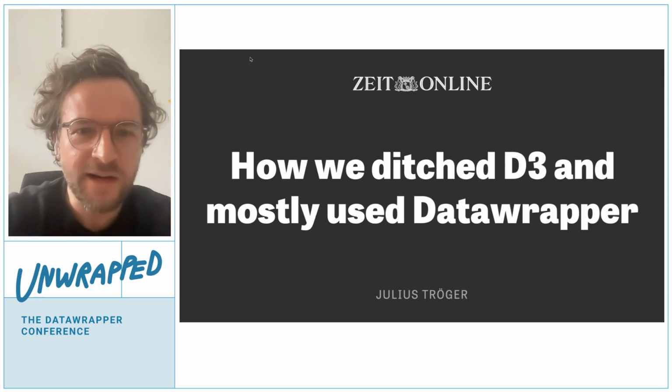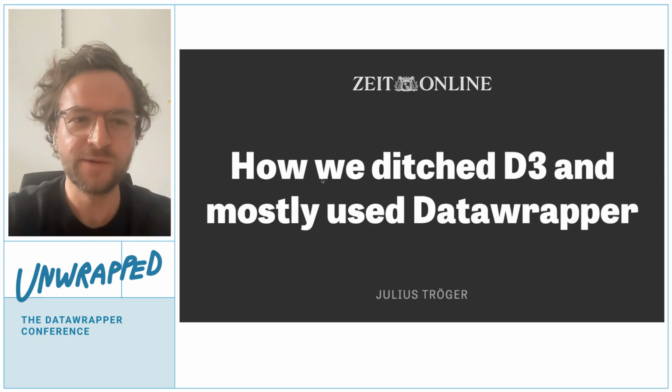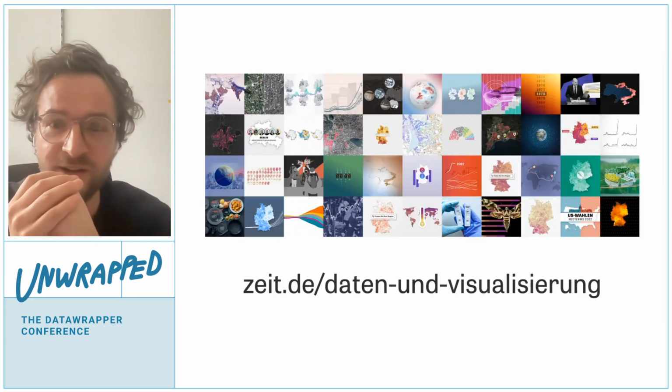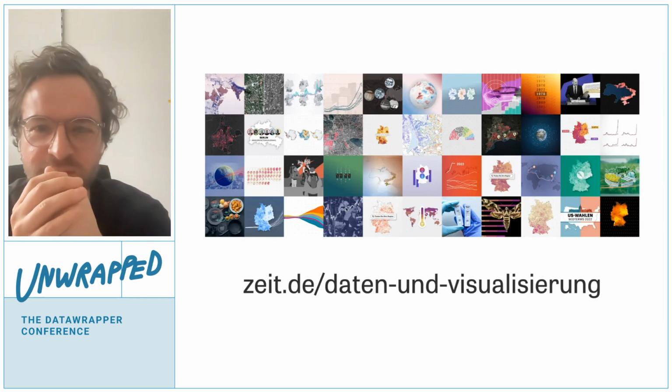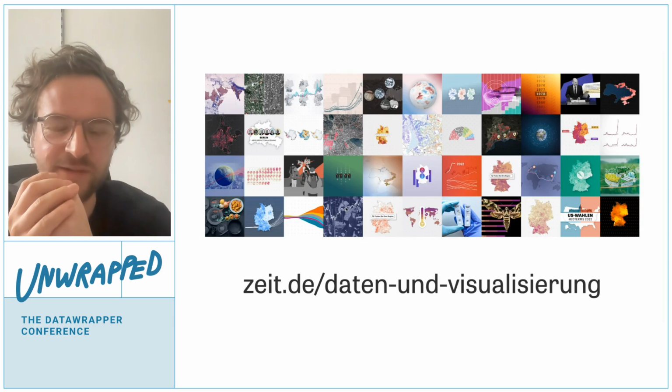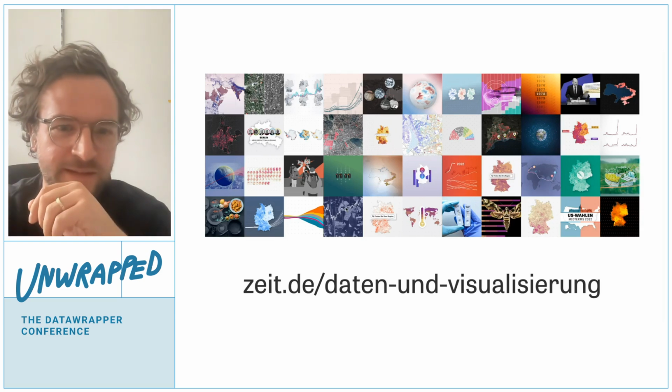But first of all, who is we? We is these 10 people. We're 10 people working in an interdisciplinary team of journalists, developers, and designers for the German news outlet ZEIT Online, in our team called Data and Visualization. What we do is a lot of data stories and visualization. If you want to check it out, you can find all our work here.